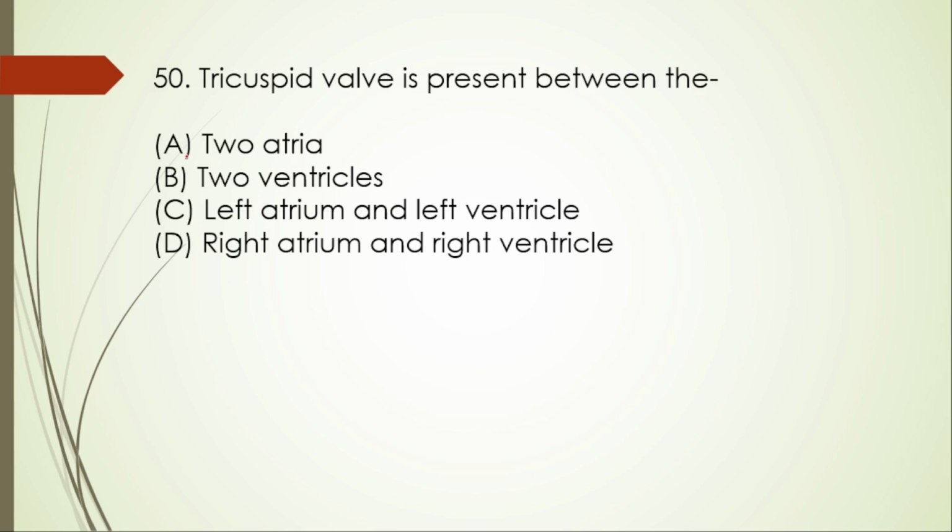Next, 50th one. Tricuspid valve is present between the A. Two atria, B. Two ventricles, C. Left atrium and left ventricle, D. Right atrium and right ventricle. So here the right option is D. Right atrium and right ventricle.